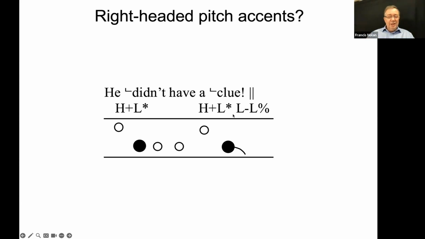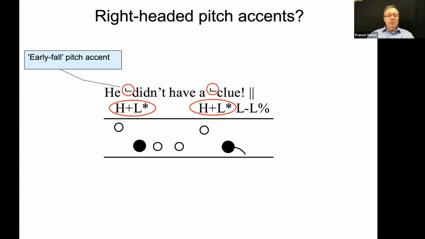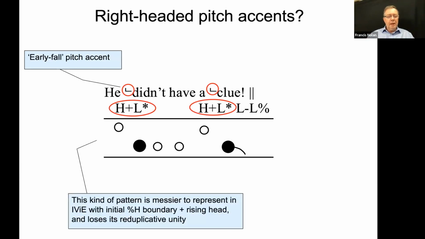If we try and do that in Ivy with its early fall pitch accent, it's rather messier. You lose that sense that it's the same pattern happening twice. So you have to have an initial boundary tone, and then you have an L star with a displaced high pitch. And of course, it's a bit vague as to how far that displacement should be. And then an L star, and then no boundary tone. The final bit, the no boundary tone, is good, but the rest of it's not perfect.